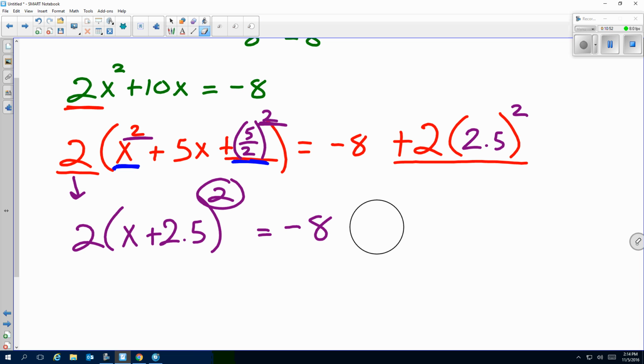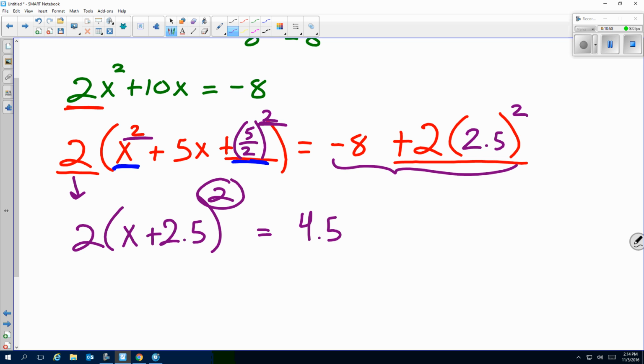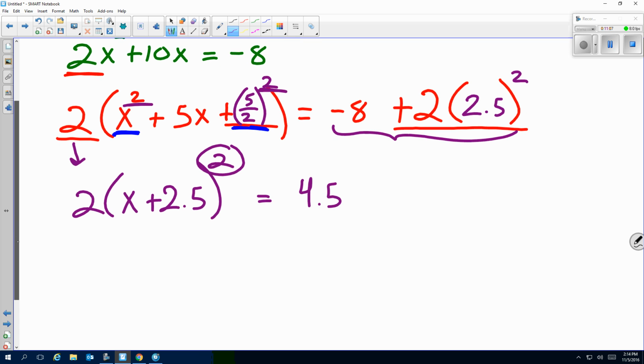And actually, I don't have the answer written down. I have this answer written down. I did the entire math problem. Again, make sure you use your order of operations. Use your calculator. 2.5 squared times 2 plus -8. Okay? And this is good.